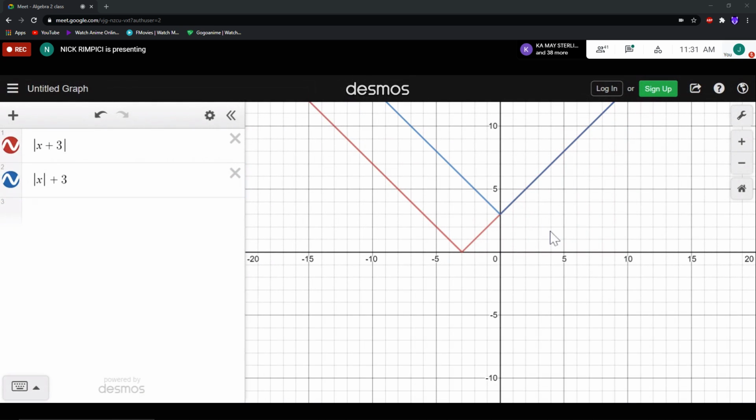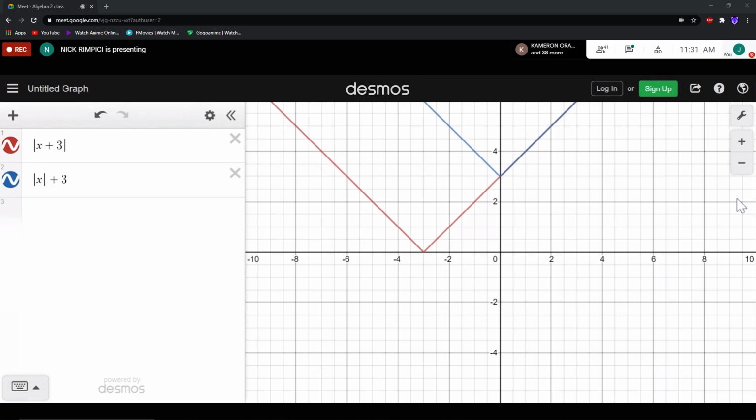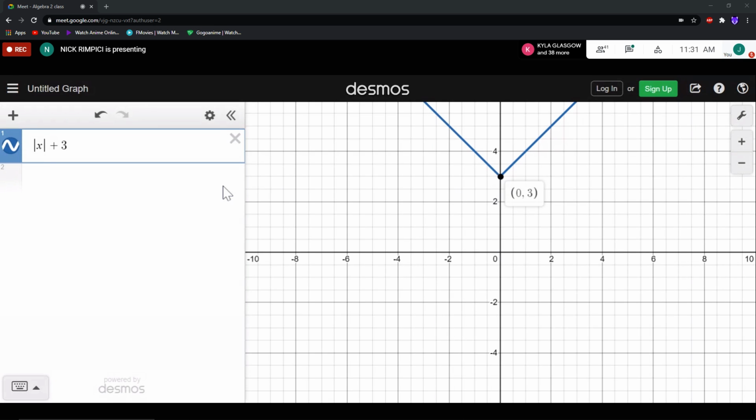So you can see, hopefully, that the blue one is the one pushed up 3 units, okay? The red one is pushed left 3 units. That's not what I want. I want to be pushed up 3 units, and absolute value of x, plus 3 on the outside, is pushed up 3 units from the origin. This matches what I see in my diagram that I sketched.